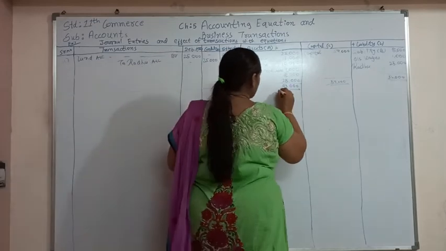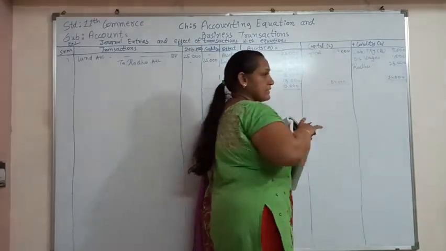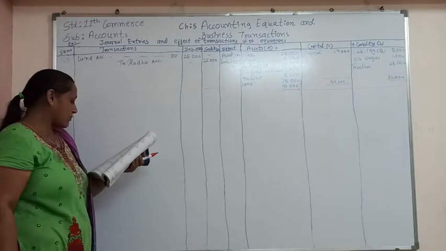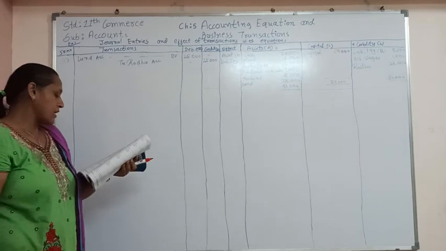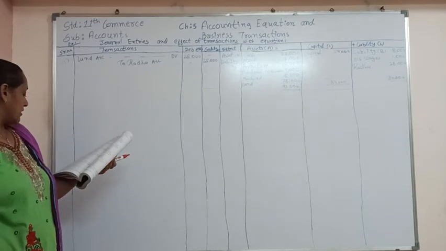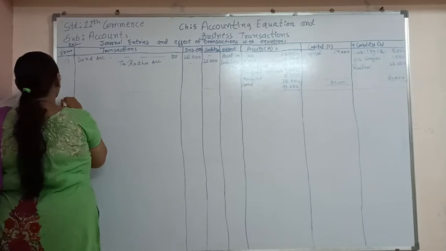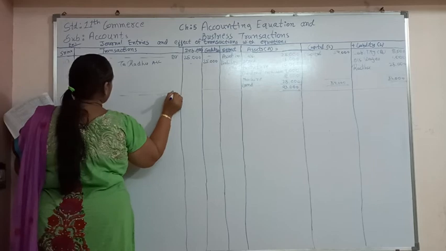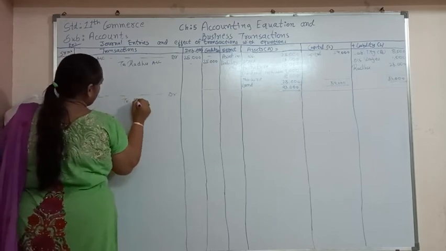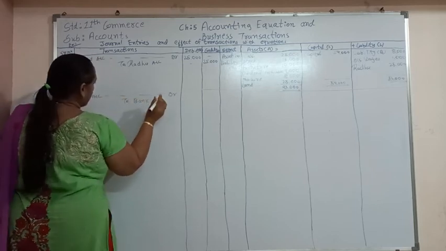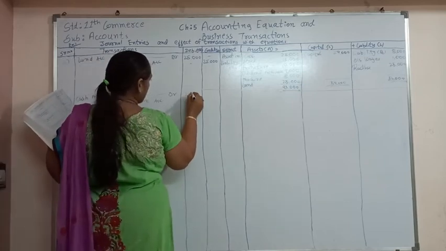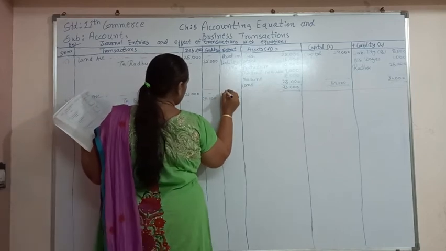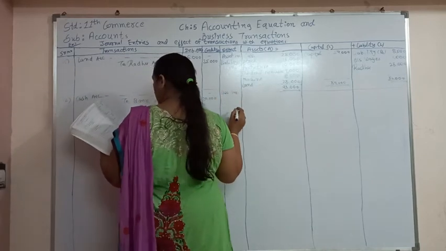So this was the transaction number 11. Now let's see the transaction number 12. Borrowed bank loan of rupees 20,000 and cash withdrawn. So cash account debit to bank loan. That journal entry we are going to pass. Cash account debit to bank account, and for that rupees 20,000. So here cash increase and liability also increase.